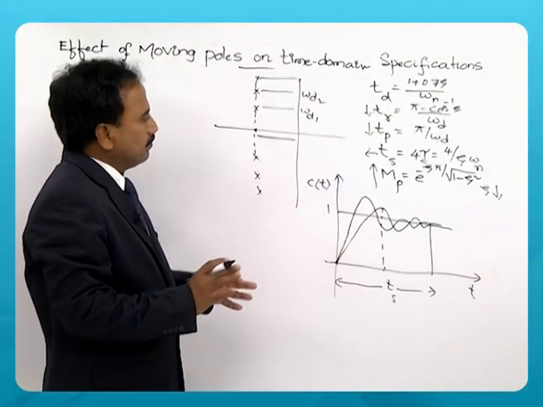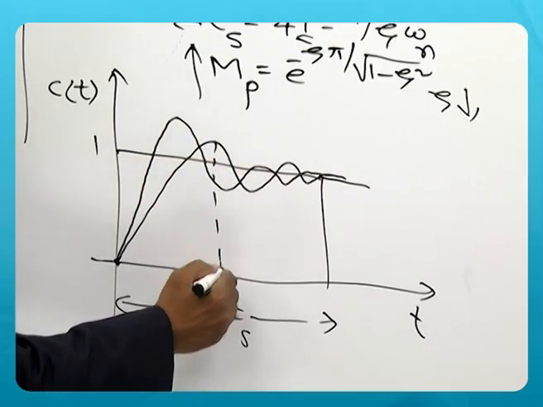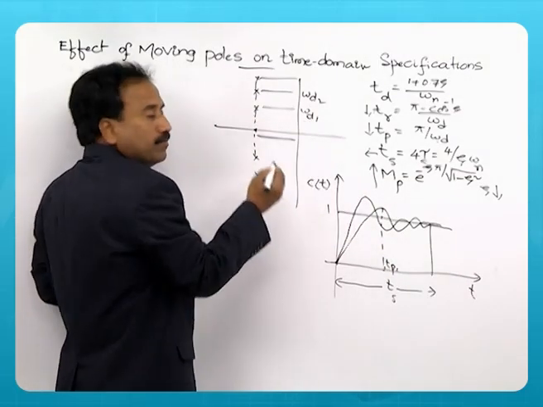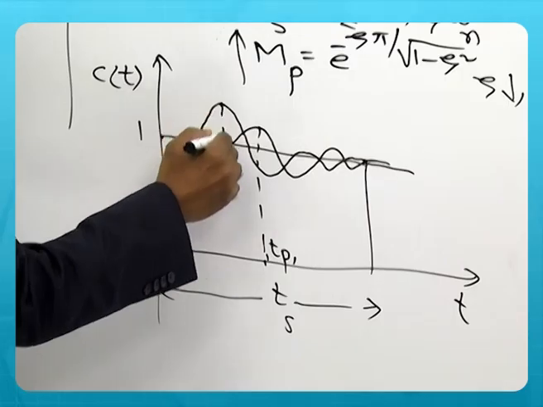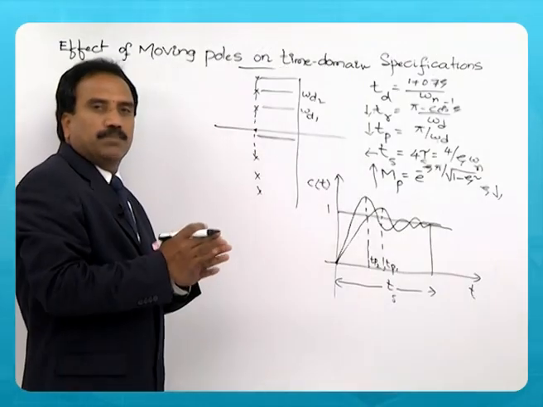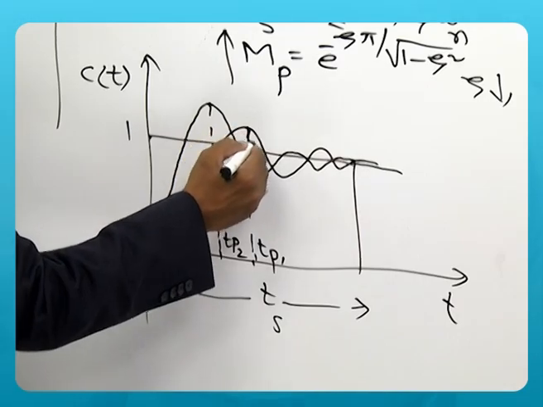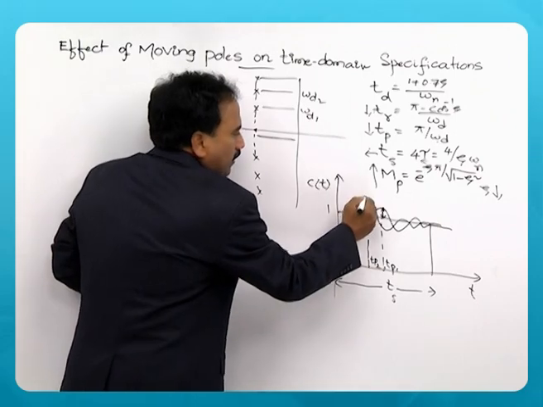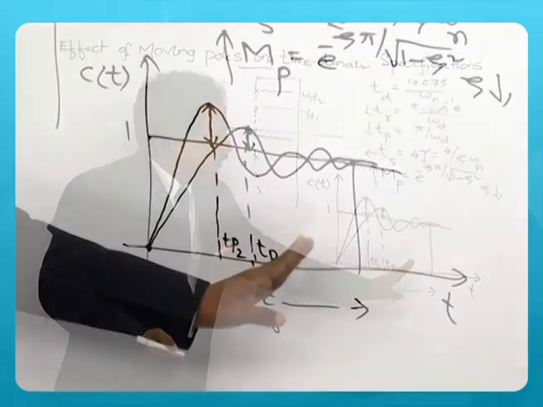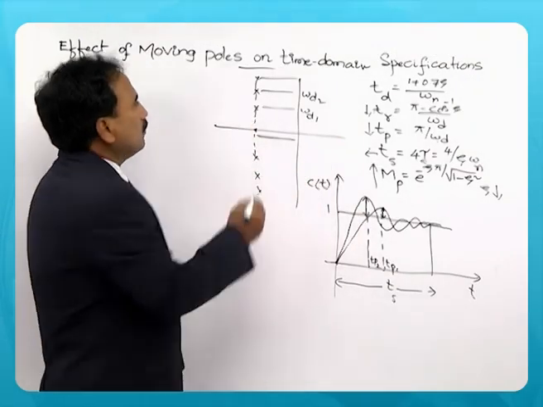Settling time is same for both the waveforms, but you can observe now this is the peak time for the first case, omega d1, poles are here. Now this is the peak time. So there is a reduction in the peak time, but there is an increase in the peak overshoot. You can see that this is the peak overshoot and this is the peak overshoot. Okay. So peak time is reduced, but peak overshoot is increased when the poles are moving vertically.